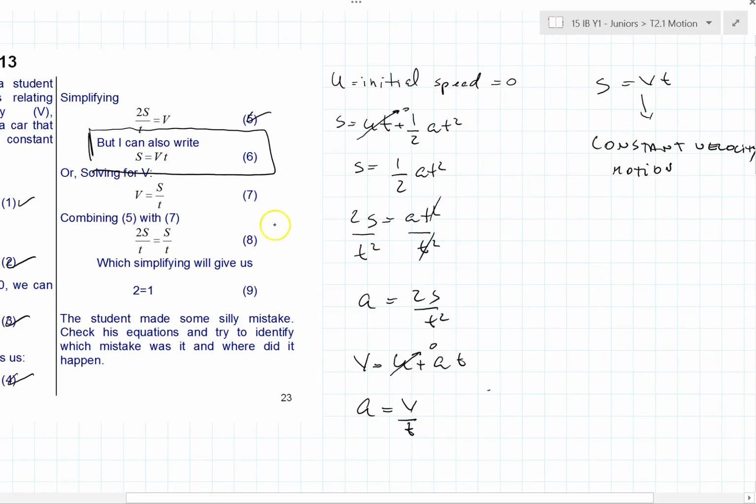If you guys finish the analysis, all of the algebra is correct from that point on. So it's a physics mistake, and the mistake is to use the constant velocity equation in a constant acceleration motion.